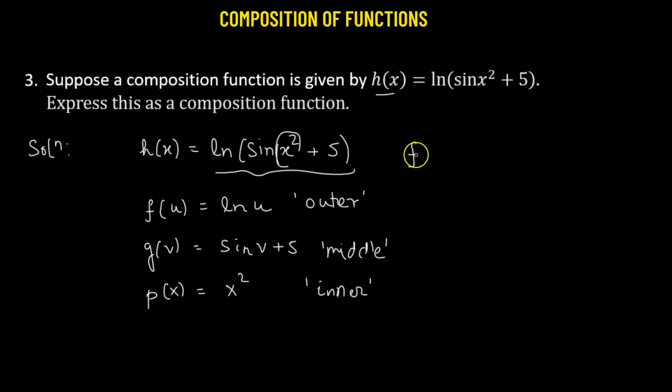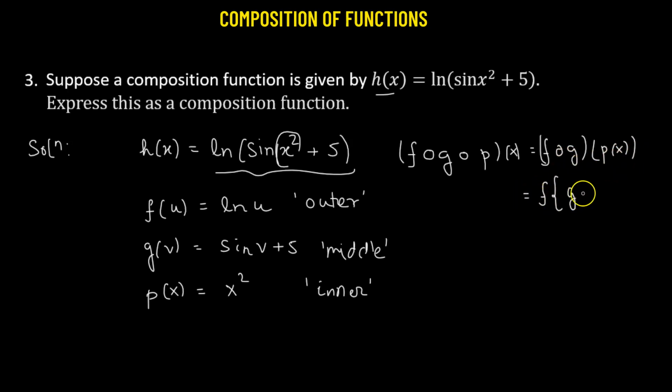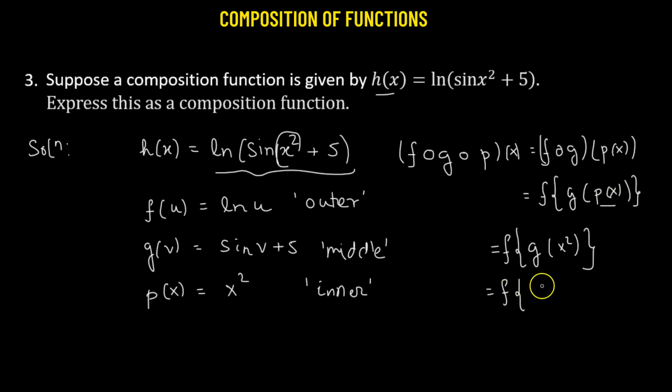All we have to do is find f of g of p. This is a composition of 3 functions, so this can be expressed as f of g of p of x. So p of x becomes the input. Now this will be f of g of p of x. So p of x is x squared. All we have done is replace the value of p of x. Then we have f of g of x squared.